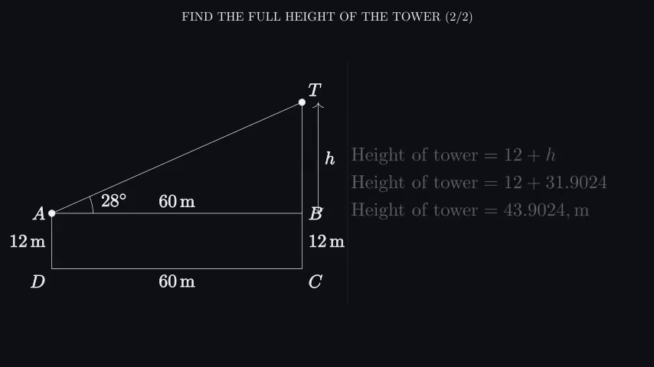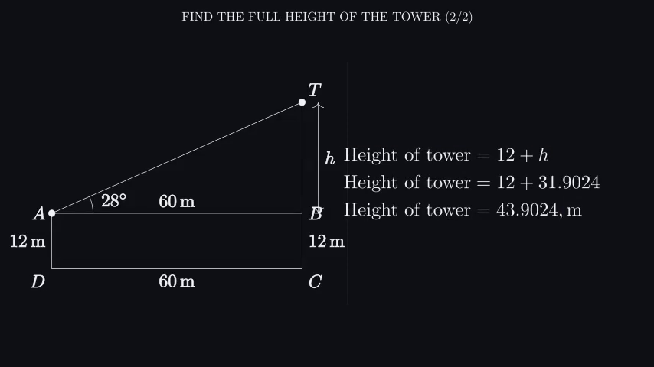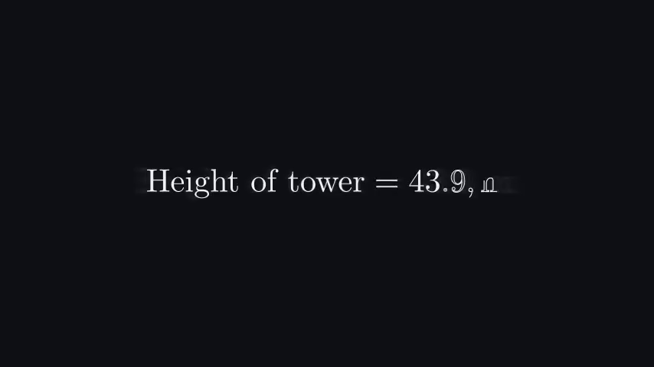Continue the calculation using the same diagram. The next steps are shown on the right. 43.9024 m. 43.9024 goes to 43.9. The question asks for the answer correct to one decimal place.